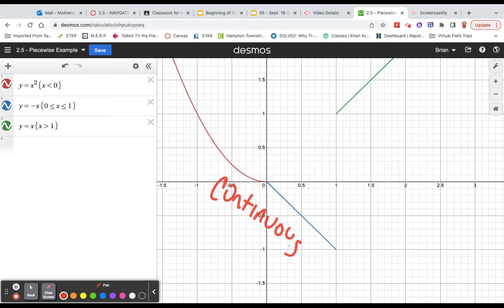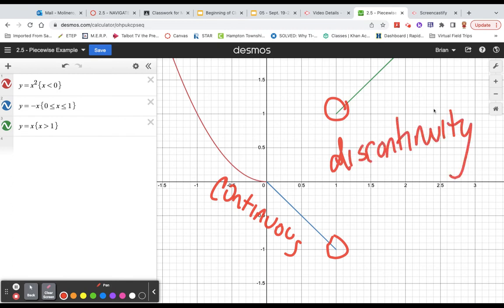Contrast that to what's happening over at 1. Over at 1, I have this location up here and this location down here that very obviously are not meeting. In this spot, we have what's called a discontinuity. There's a break in the piecewise function where the two parts don't meet. And in particular, this is referred to as a jump discontinuity, where the function appears to jump from one spot to another.